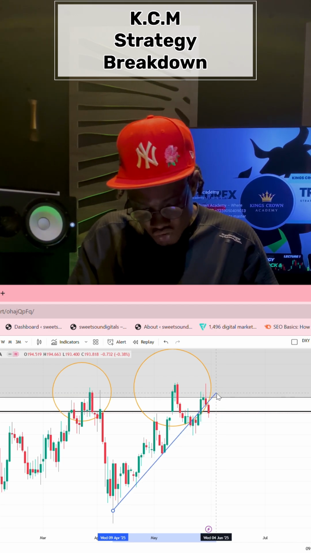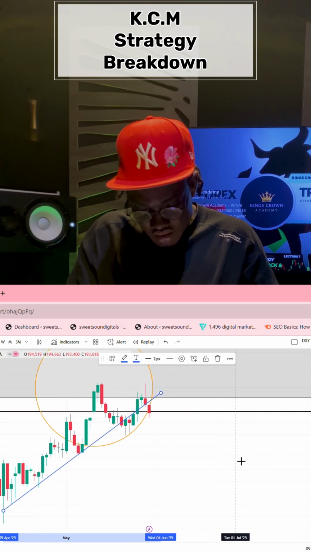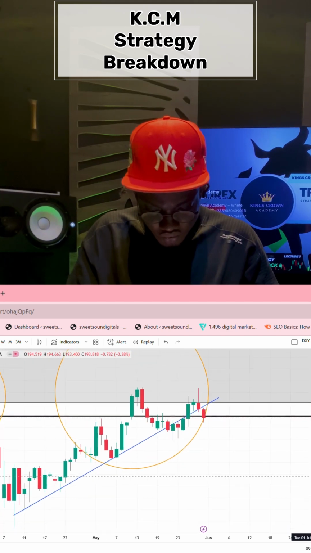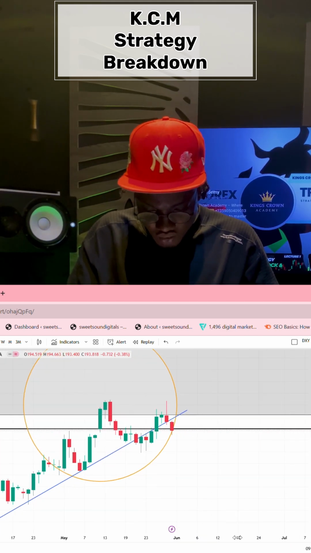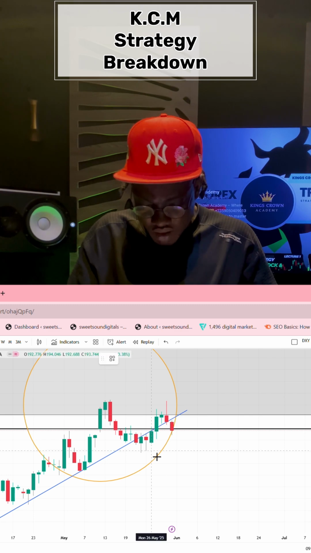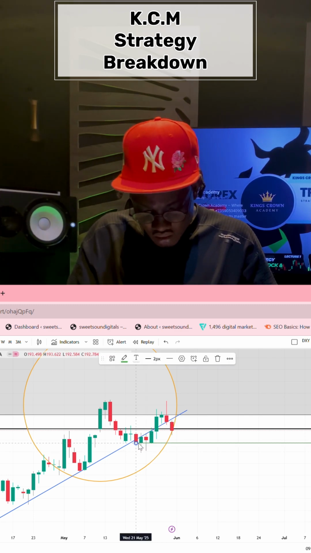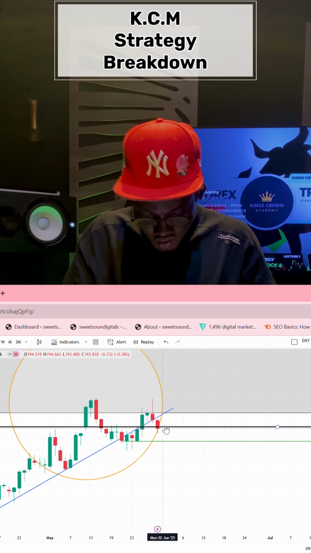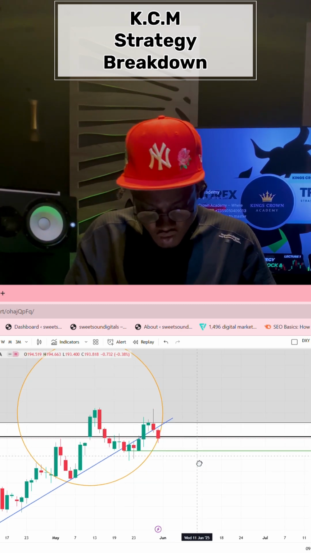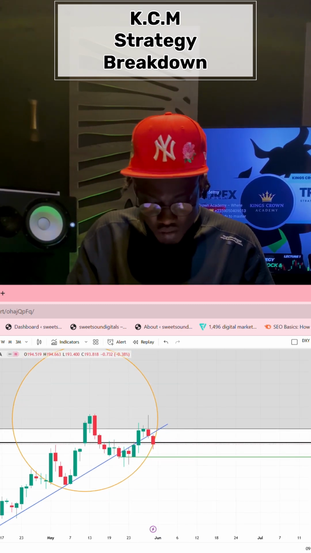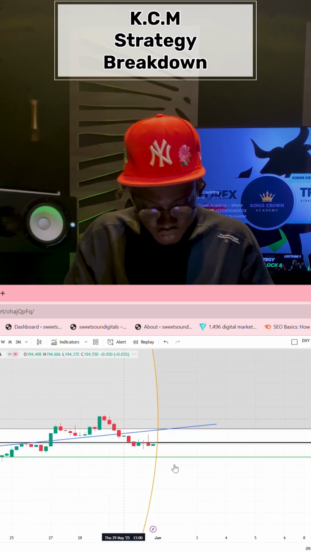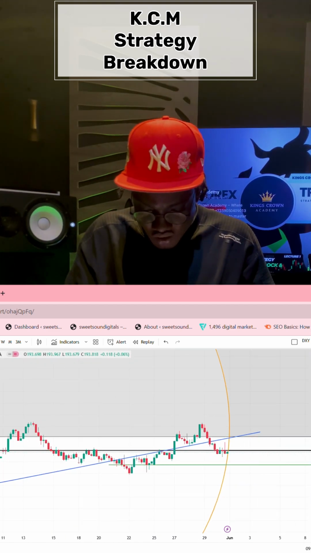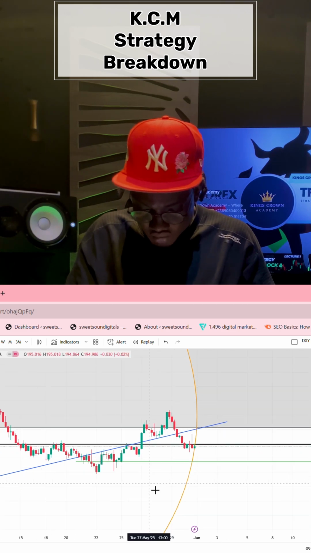You're waiting for this trend line break, and yes, it's already broken. Now we're going to get our confirmation if price closes below this level. That is the only time we can get a confirmation to enter this trade. If I see a daily candle close below this level, I'm expecting a sell.